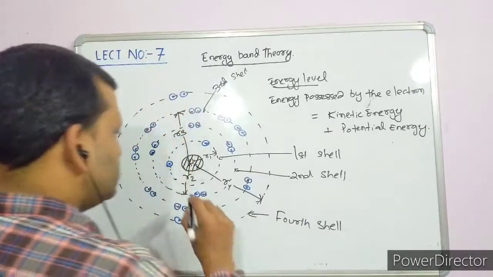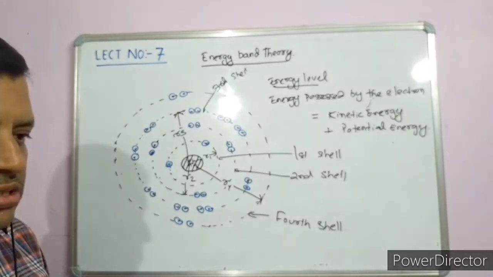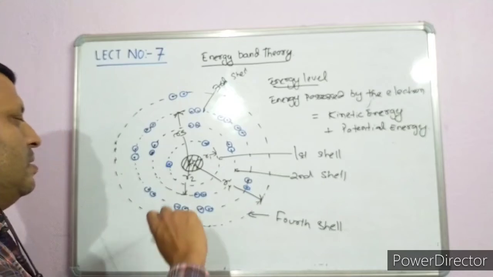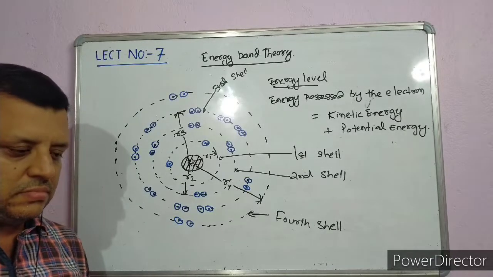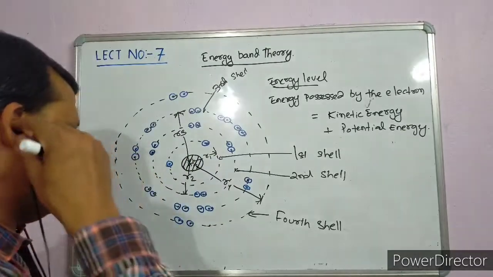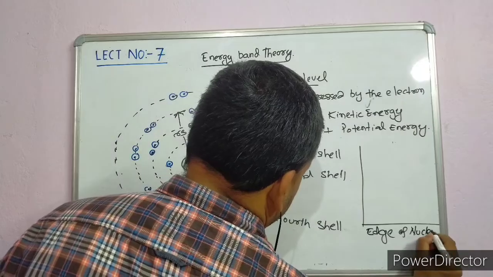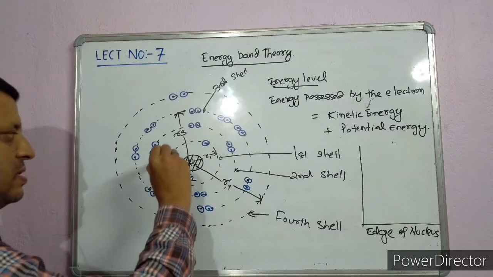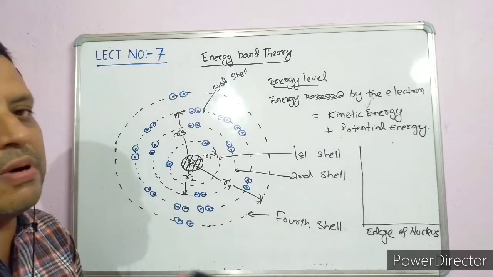So exactly what happens is, if we go further from the nucleus, the energy possessed by the electrons increases. Here I can show you. The energy possessed by the electrons moving in the first cell is the least amount of energy.